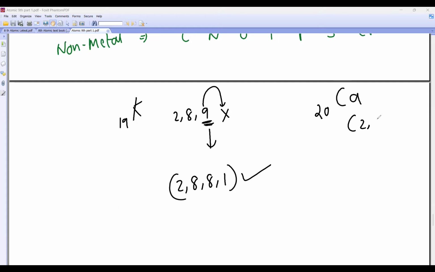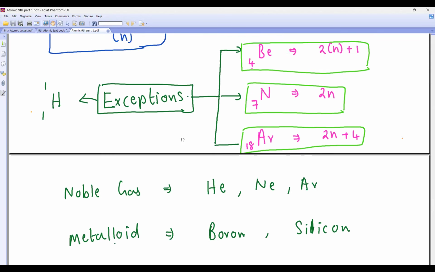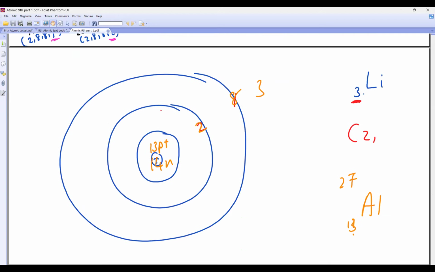Similarly for calcium it is 20. Can I write 2, 8, 10? No, the last shell cannot have that, because the last shell cannot have more than 8. So 2, 8, 8, 2. Understood? Okay. Now this is very important. We'll study something we call valency.